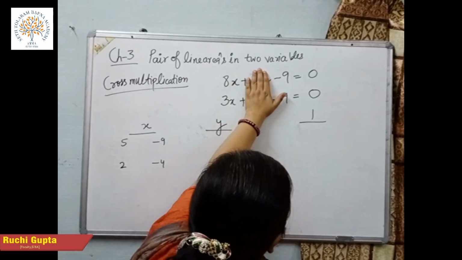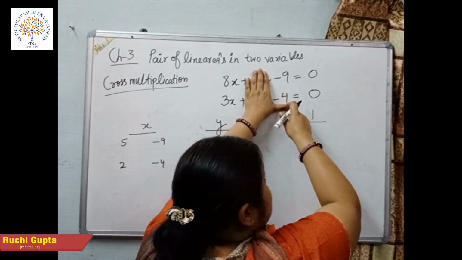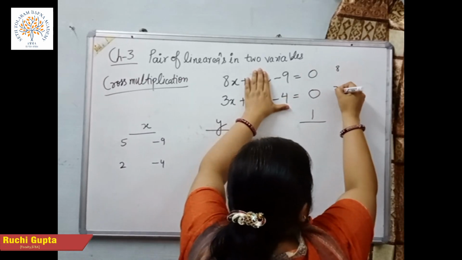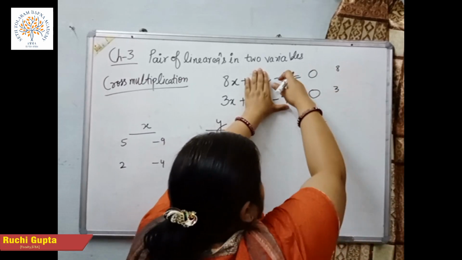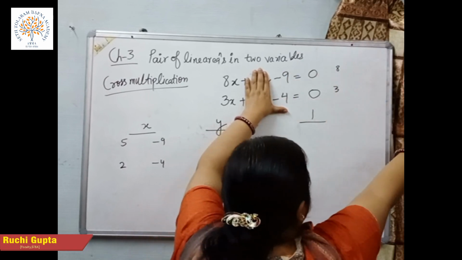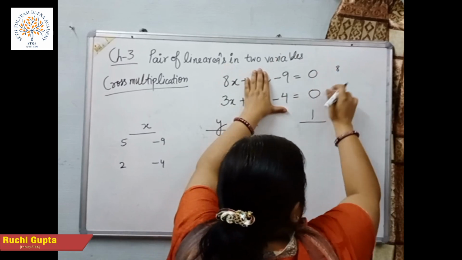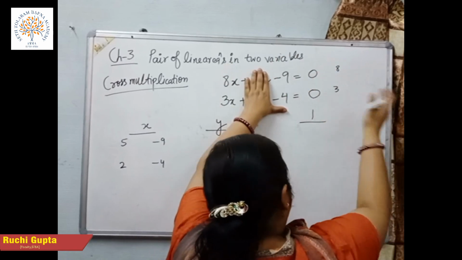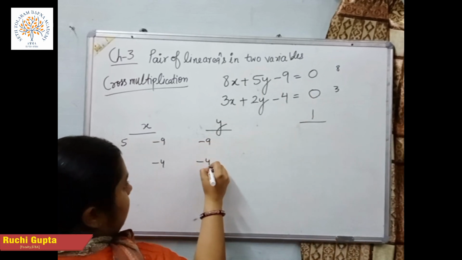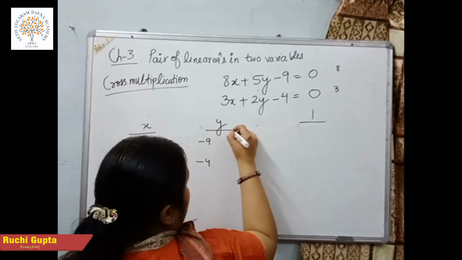Now under y we don't have to take the coefficients of y. But we have only minus 9 and minus 4 here. So write the coefficient of x here, okay? Because we have only one coefficient left after y. So write the coefficients of x which are 8 and 3 after the minus 9 and minus 4. So now we are going to write minus 9 and minus 4 and 8 and 3. Okay students?